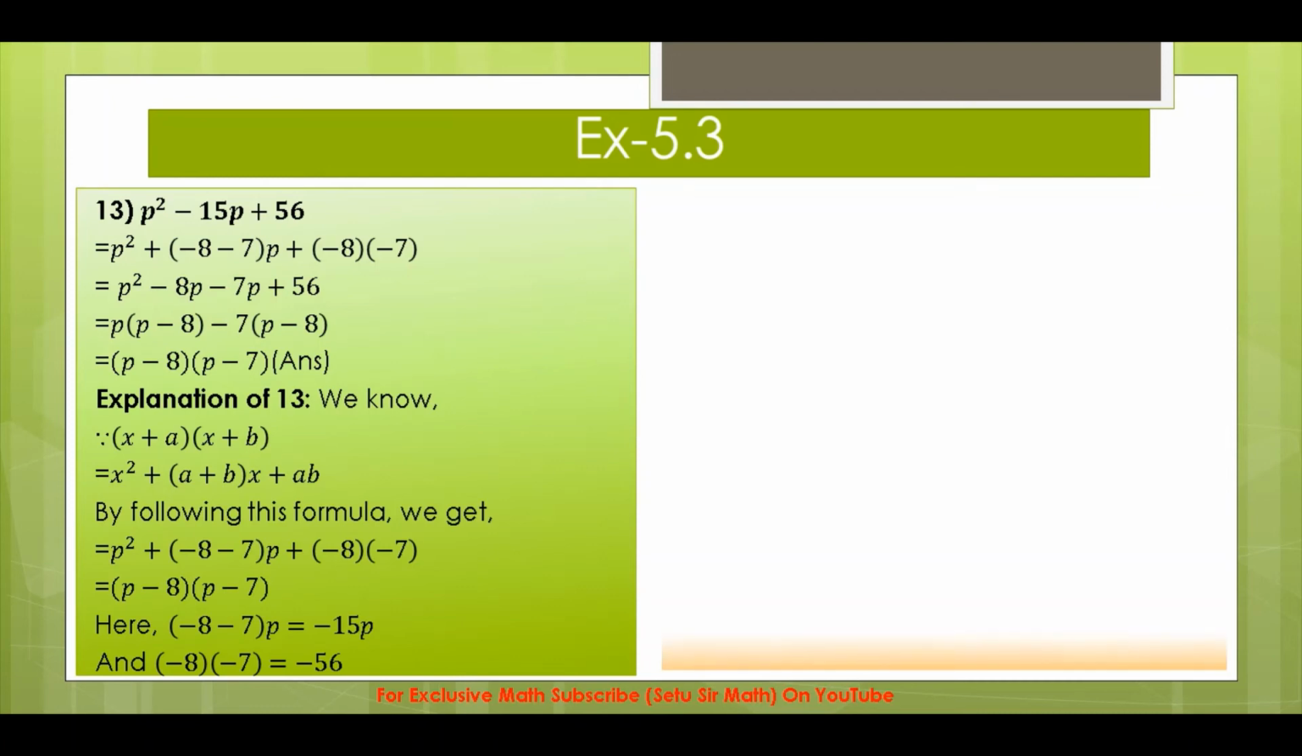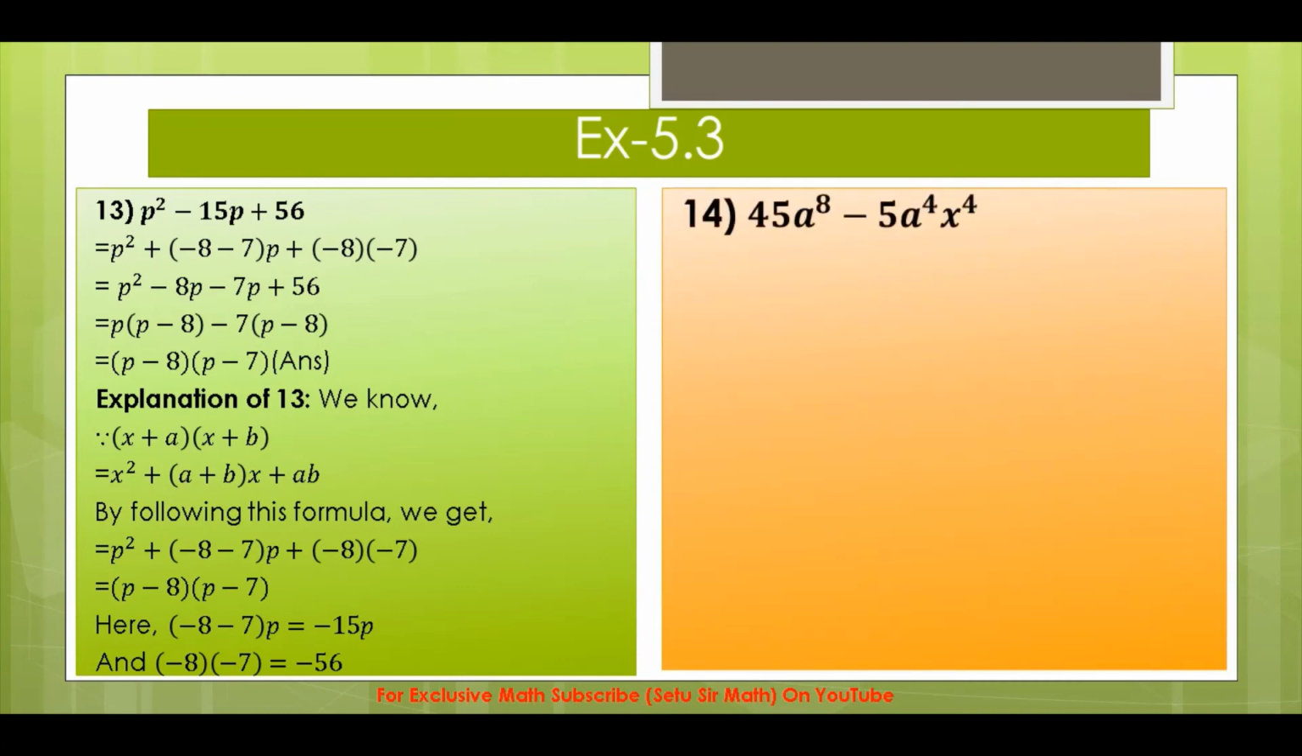So next math, number 14, 45a to the power 8 minus 5a to the power 4 x to the power 4. We can use a square minus b square, but at first we have to take common. As you can see, 45 and 5, we can take common 5 in here, and a to the power 4 also we can take common. So in here 5 9s are 45, 9, and a to the power 8, if we take a to the power 4 common, the rest of the thing is a to the power 4 and x to the power 4 in here, and we will make these two terms into that formula, a square minus b square. So this is so easy, 3a square whole square minus x square whole square.